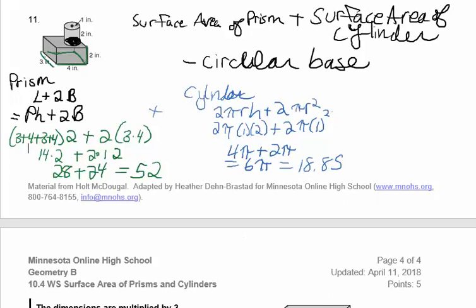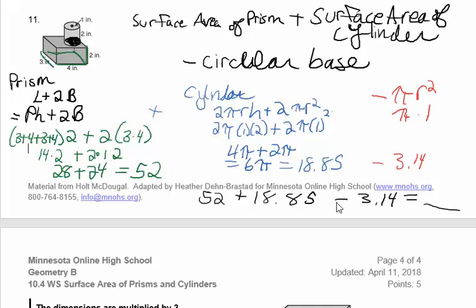But I have to subtract the area of the circle. So I'm going to subtract pi r squared, just one area of that base. The radius is 1, so pi times 1, or 3.14. So I'll be subtracting 3.14. So altogether, I have to take 52 plus 18.85 minus 3.14, and that will be the surface area of this figure, this composite figure.